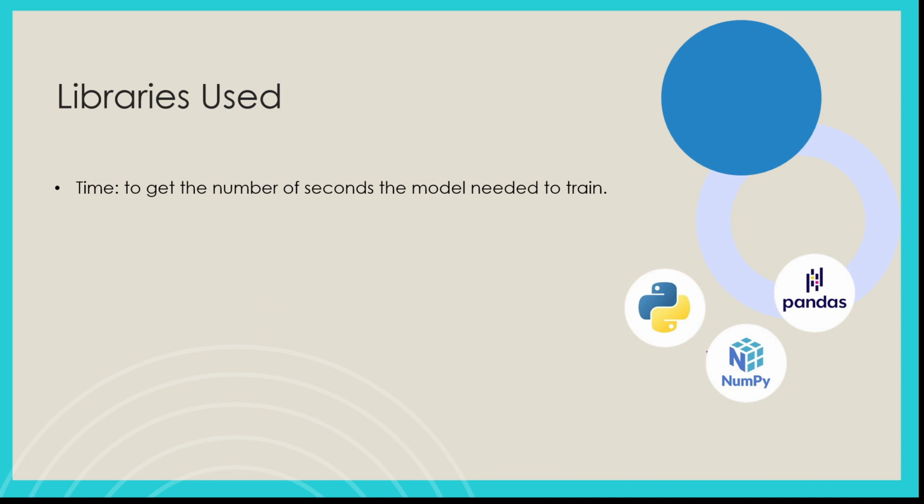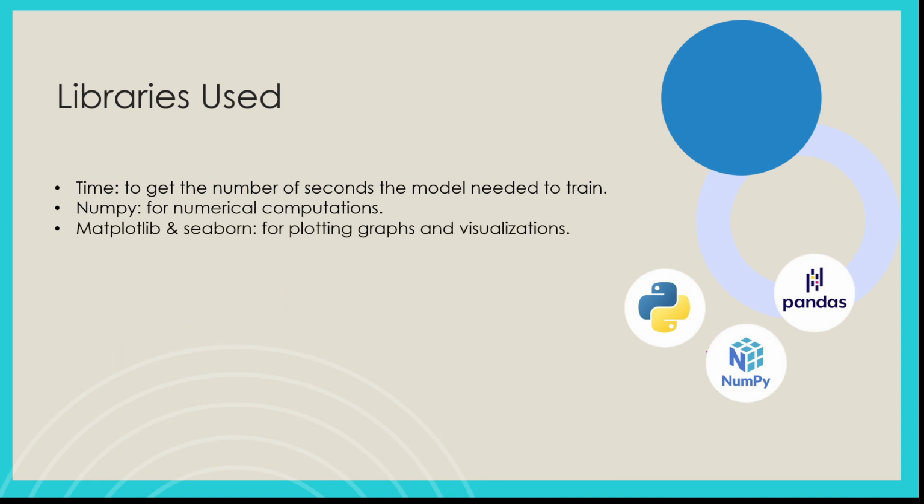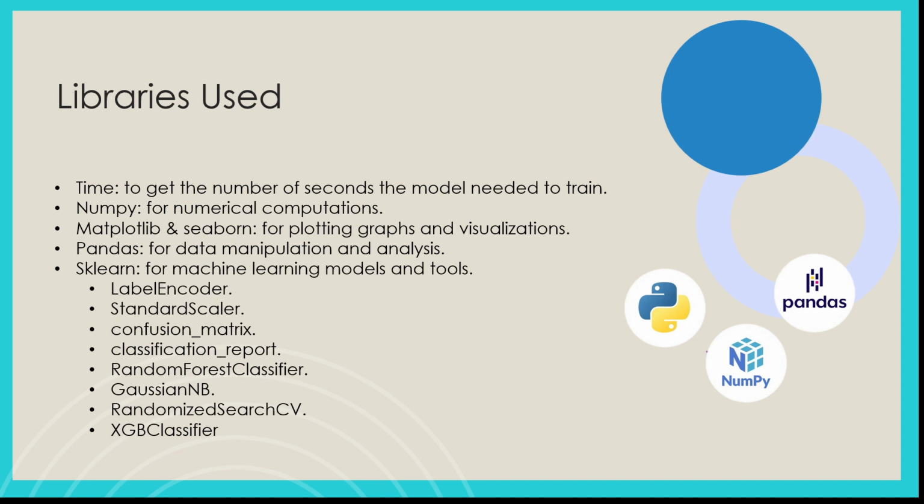Libraries used are as follows: time to get the number of seconds the model needed to train, NumPy for numerical computations, Matplotlib and Seaborn for plotting graphs and visualizations, Pandas for data manipulation and analysis, sklearn for machine learning models and tools, such as label encoder to encode the target variable, standard scaler to scale the values, confusion matrix to get the confusion matrix output, classification report to get the accuracy, precision, F1 score, random forest classifier to train the random forest classifier, Gaussian NB to train the naive Bayes model, randomized search CV to perform randomized search hyperparameter tuning, and XGB classifier.